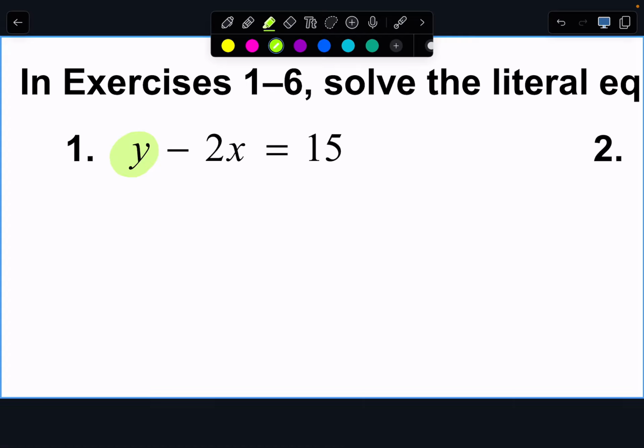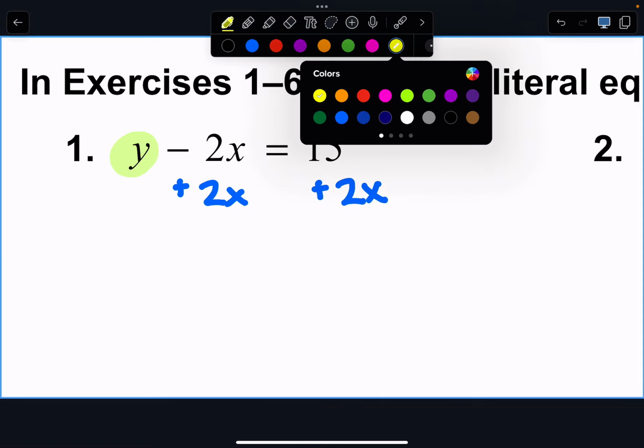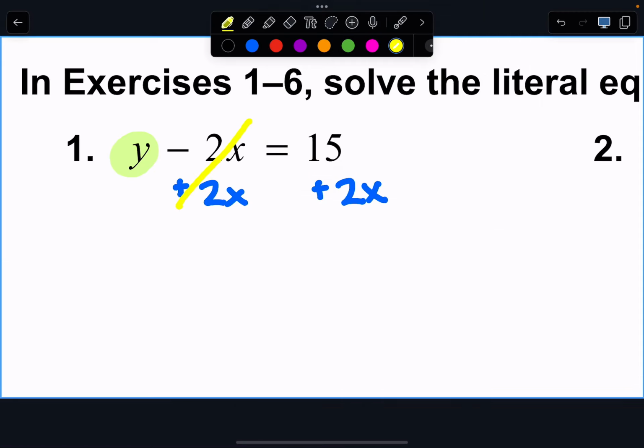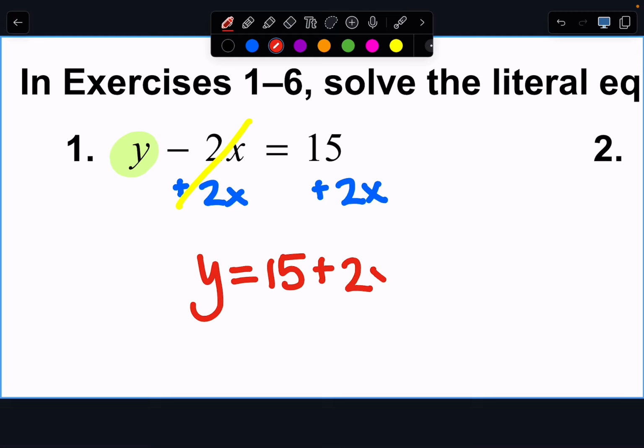How is the 2x connected to the y? They're both variables, by a minus sign. And how do we undo a minus sign? So if we add 2x to both sides, these cancel, and we have y equals 15 plus 2x.